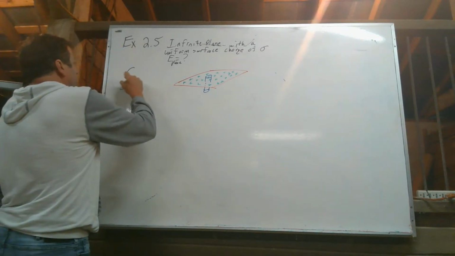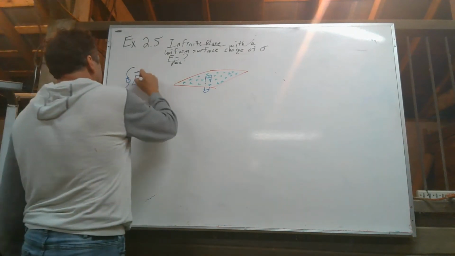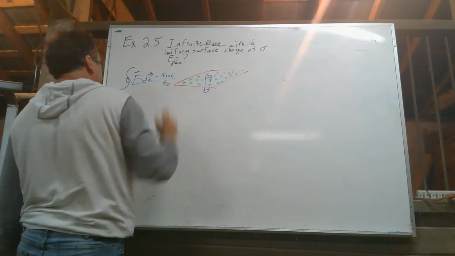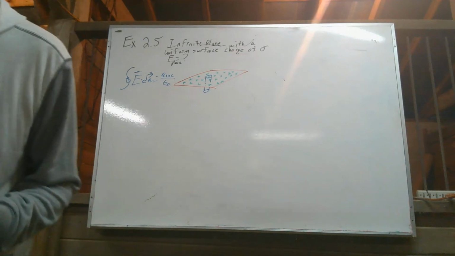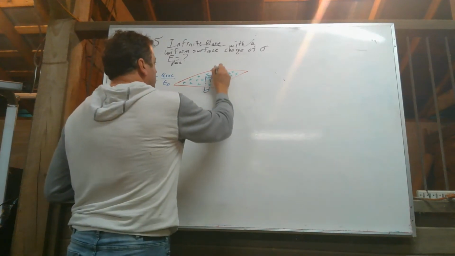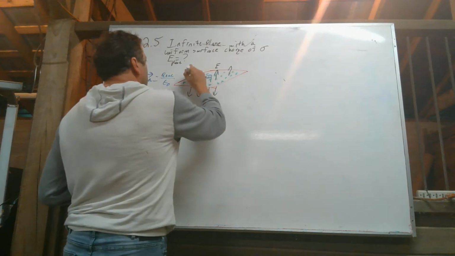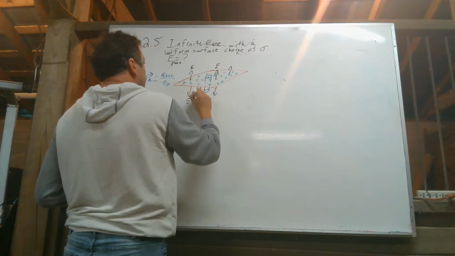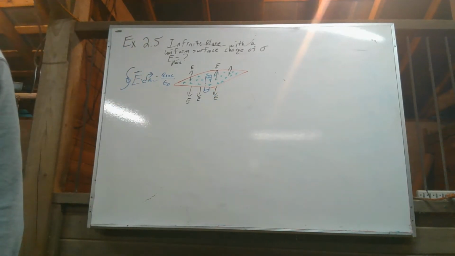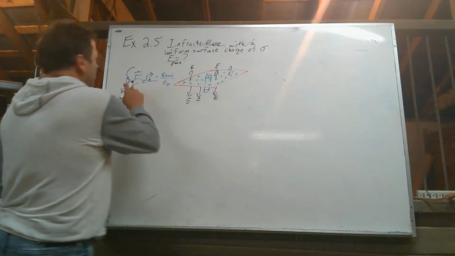Well, Gauss's law: the integral around a closed surface of E dot dA equals Q enclosed over epsilon naught. Let's look at what we have. We know the electric field is going to have to be straight up here and straight down there. That's the electric field everywhere. So this is E dot dA.